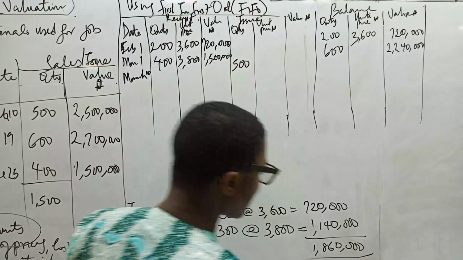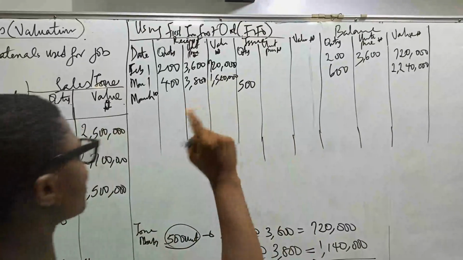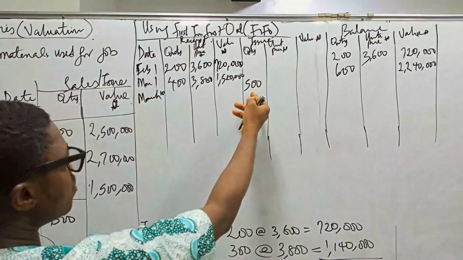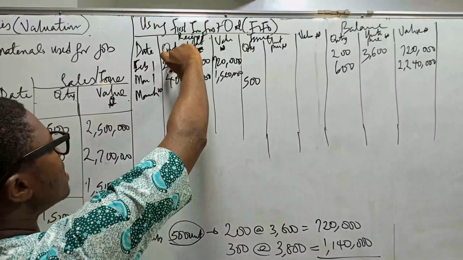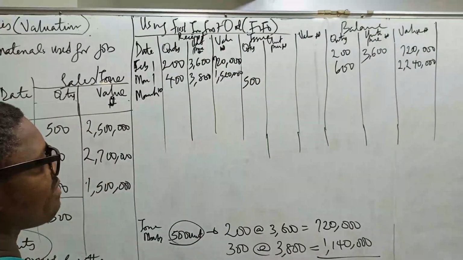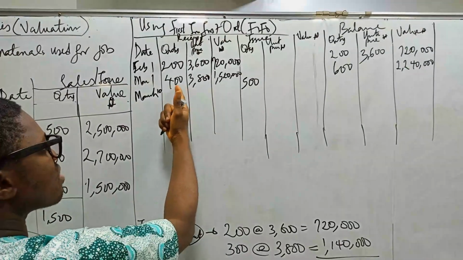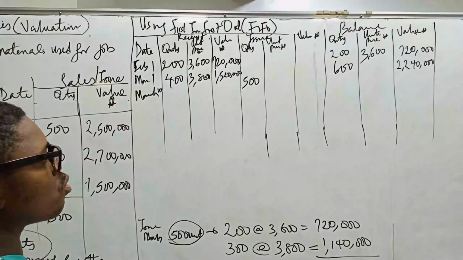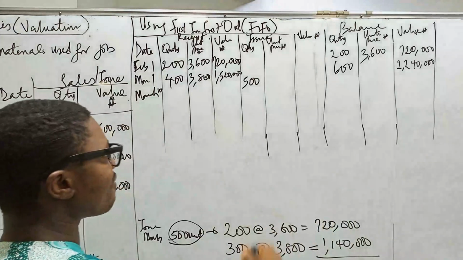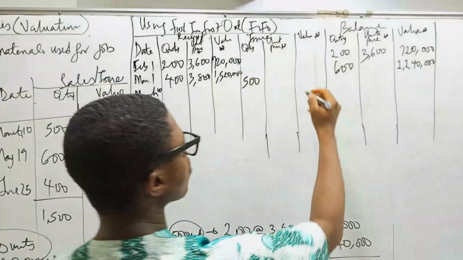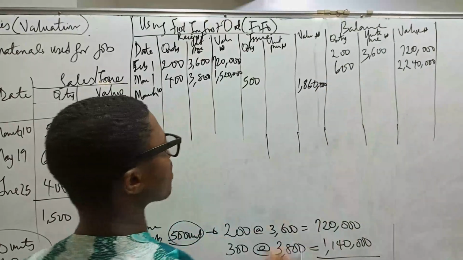Summing these two gives us 1,860,000 naira. This is what we will have as the issue point. Why? First in, first out. We were to issue 500 units using the first quantity we received. It wasn't up to the 500 we want to issue, so we take the remaining 300 from the next available unit, the unit received after that, in the order of first in, first out. So this will be valued at 1,860,000.